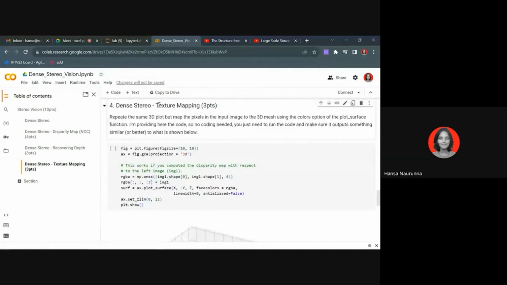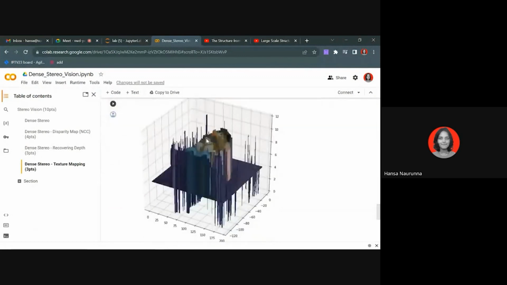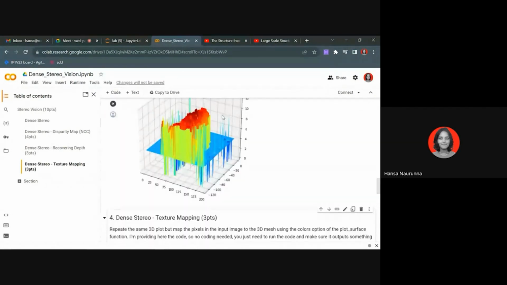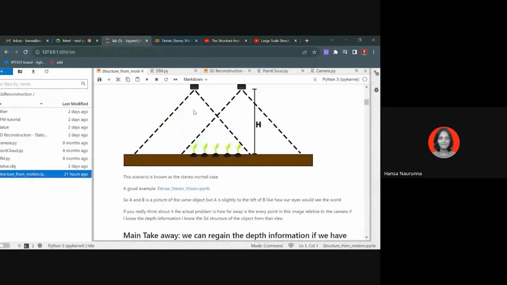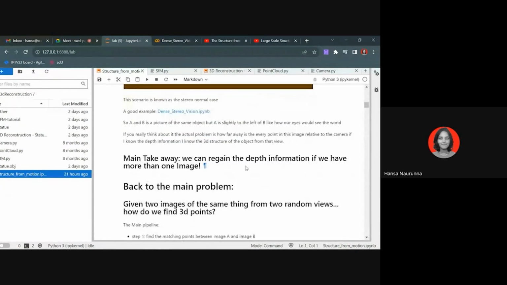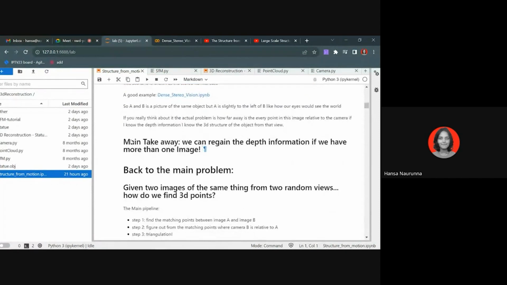And then we can add a texture map and make it look a little nicer. And yeah, that's how you would add depth information back into images. That's a very simplified approach that we can take. So the main takeaway is that we can regain that depth information if we have more than one image.